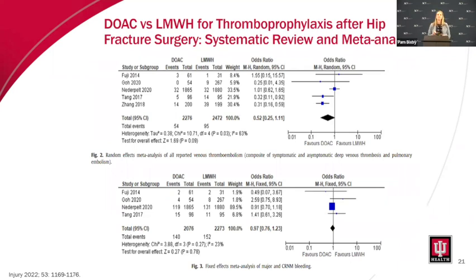Okay, and then finally, the largest culmination of data that we have is a systematic review and meta-analysis looking at DOACs versus low molecular weight heparin for thromboprophylaxis after hip fracture surgery. And you can see in the random effects meta-analysis in the top figure there that there is some perceived benefit with the use of DOACs, but that confidence interval does cross 1, so not statistically different, but it does trend to favoring DOACs. And if you look at the bottom figure there, that's the fixed effects meta-analysis for both clinically relevant bleeding and what was classified as major bleeding, and there's no difference there between bleeding in patients who received a DOAC or low molecular weight heparin.